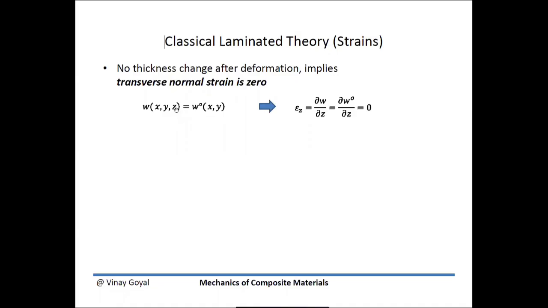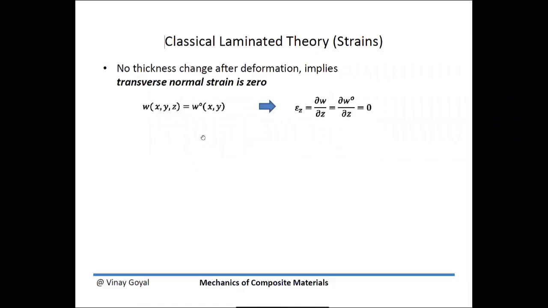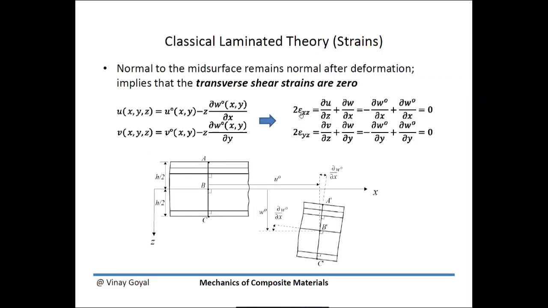So here you can see that w equals w naught implies that the derivative through the thickness direction of that deflection is zero, which is really the strain in that direction. So no thickness change implies no strain in that direction. So using these assumptions that we made, we can calculate the remaining three strains, because as you saw, this strain is zero, and these strains are zero.